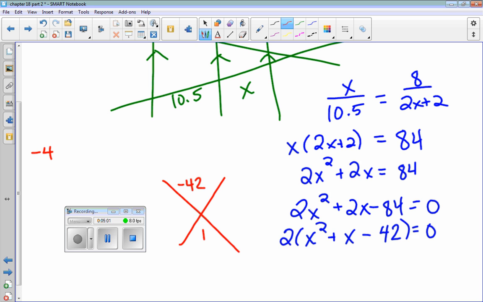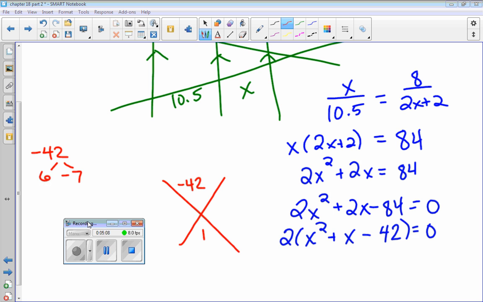So factors of negative 42 could be 6 and negative 7. It could be negative 6 and positive 7. It could be 42 and negative 1. I mean, there's lots of choices, right? Which choice of factors actually add to be positive 1? Positive 7 and negative 6.